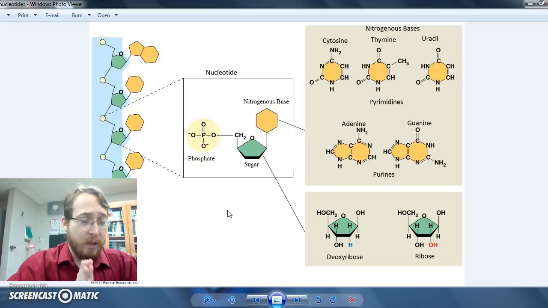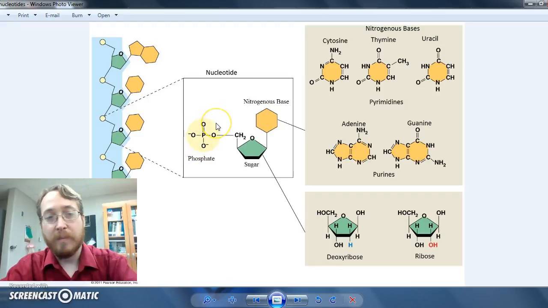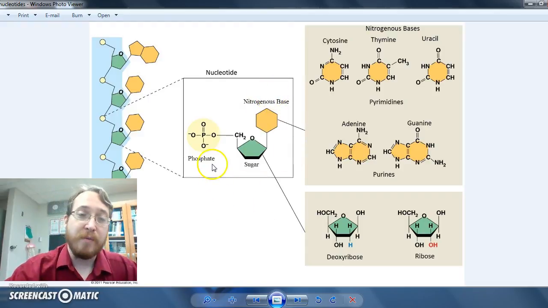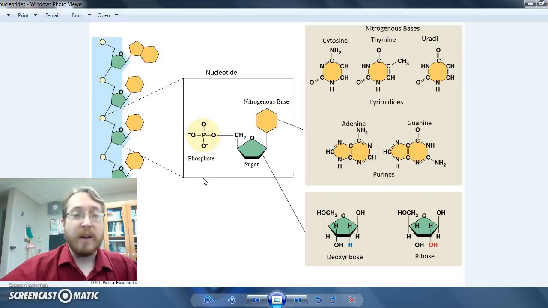Now the monomers, as we said, for nucleic acids are nucleotides. And a nucleotide is defined as a nucleoside plus a phosphate. So if we cover up this phosphate here, if we look at just the nitrogenous base and a sugar, that is called a nucleoside. When we add a phosphate to it, then it becomes a nucleotide. We're going to get into the details of nitrogenous bases and the sugars in our next video.